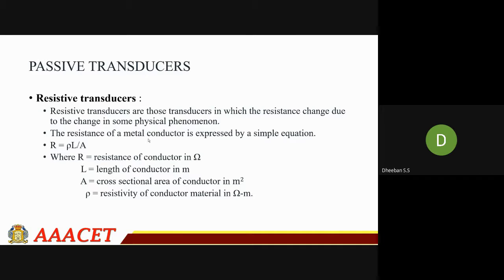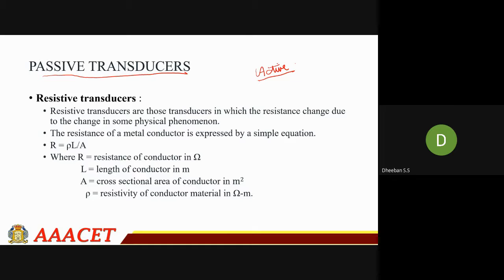Greetings. So, in today's lecture, we will be dealing with passive transducers. Already we have seen active transducers. In this lecture, we will be dealing with passive transducers, and first we will be dealing with resistive transducers.